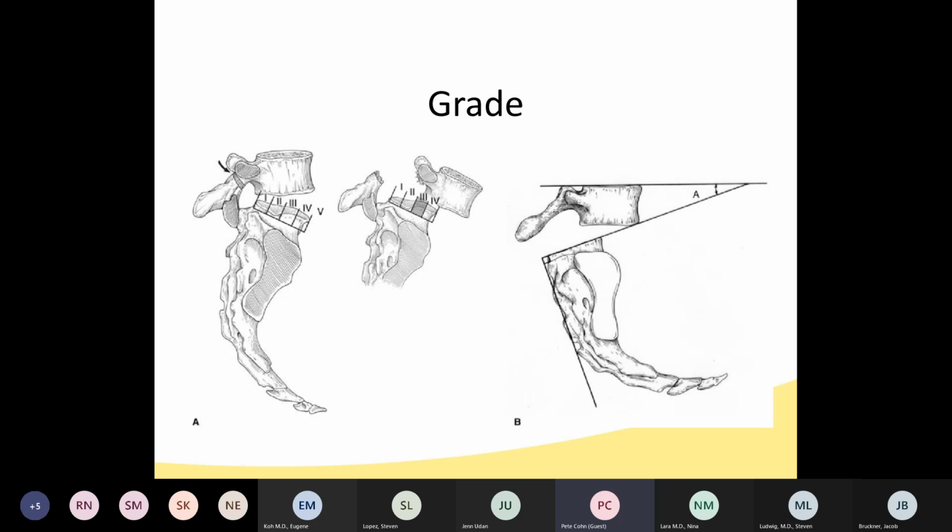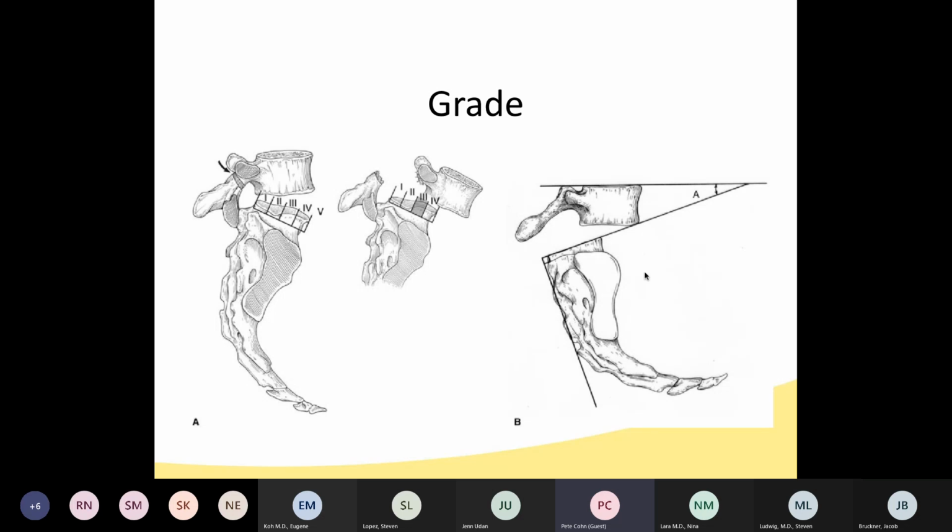Spondylolisthesis, of course, can be graded to help us talk about the severity a little more easily. Probably the most commonly used is the Meyerding grade, which is pictured on the left. You can divide the superior end plate of the inferior vertebral body into quarters. Then if you look at where the posterior edge of the superior vertebral body sits on that end plate, you can determine the grade. So grade 1 would be 0 to 25%, grade 2 25 to 50, etc.